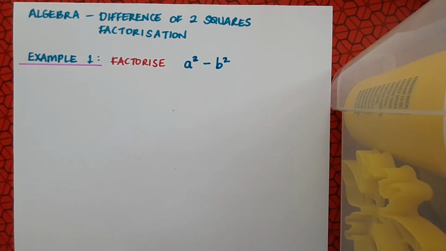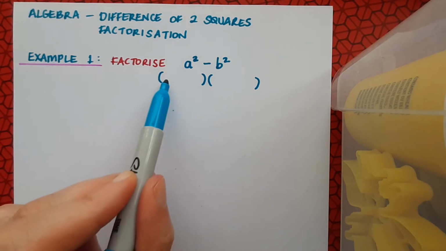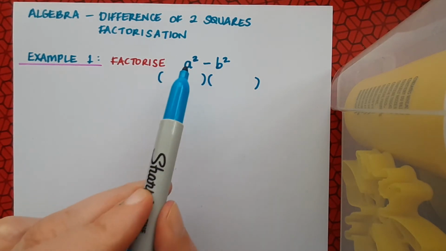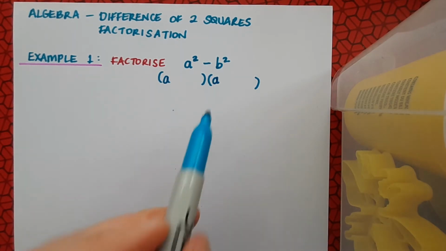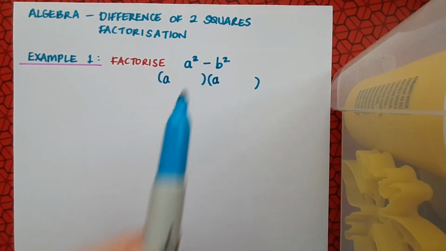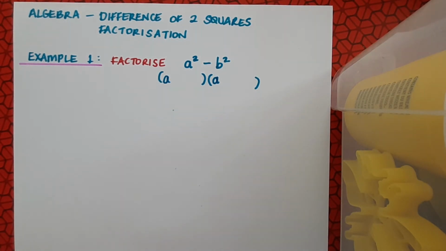First of all, in these questions, we should identify what is being squared. It's not hard in this question. Obviously, a is being squared and b is being squared. And then to factorise, we'll put down two sets of brackets. In the first position of each bracket, I'll write down the first term that's being squared. So in this case, a goes in the first position in both brackets. At the end of each bracket, I'll put in the second term that's being squared. So in this case, that's b. So b goes at the end of each bracket.